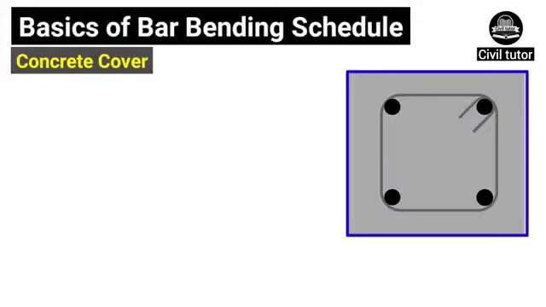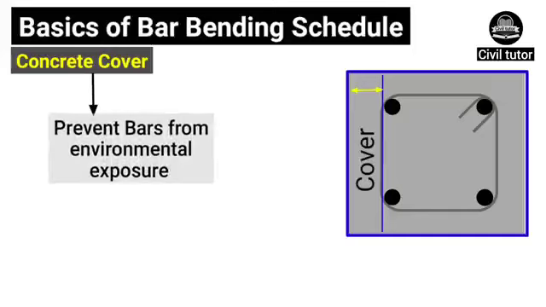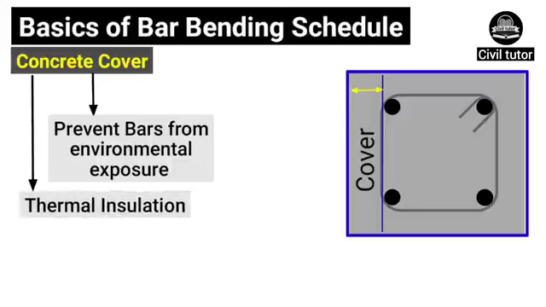The next topic is about concrete cover. Concrete cover is the space between reinforcement and shuttering, or it is the minimum distance between the surface of embedded reinforcement and the outer surface of concrete. The purpose of providing the concrete cover is to prevent the reinforcement bars from getting corroded by environmental exposure. Concrete cover provides thermal insulation to the steel, hence protects the reinforcement bars from fire.